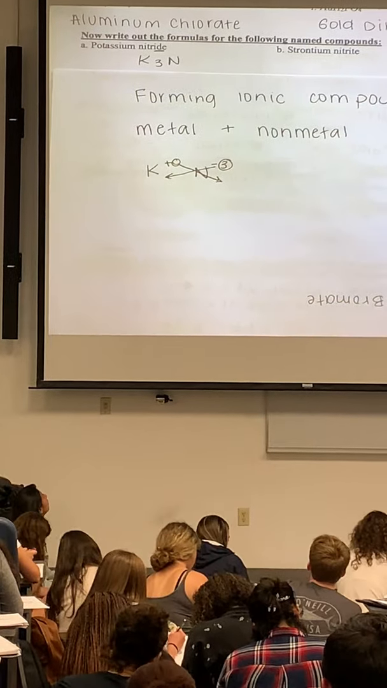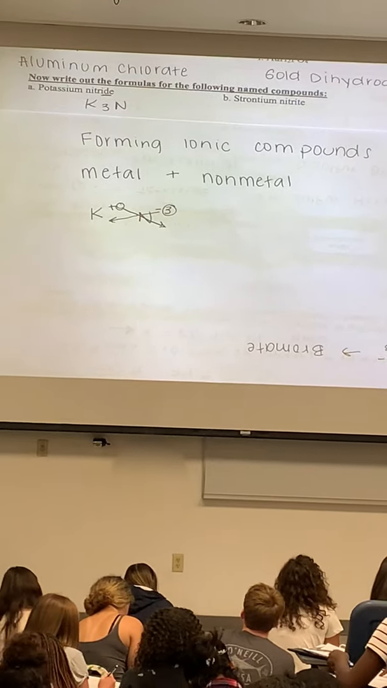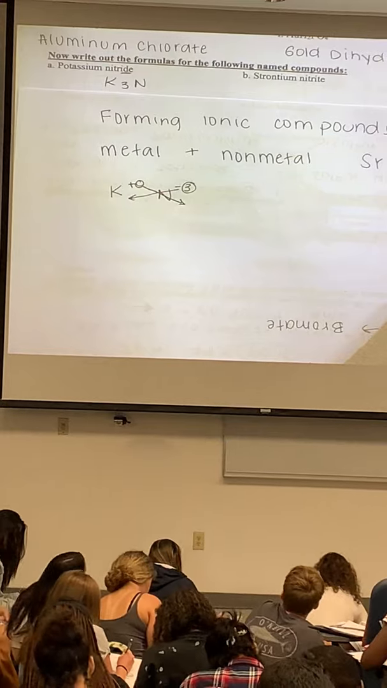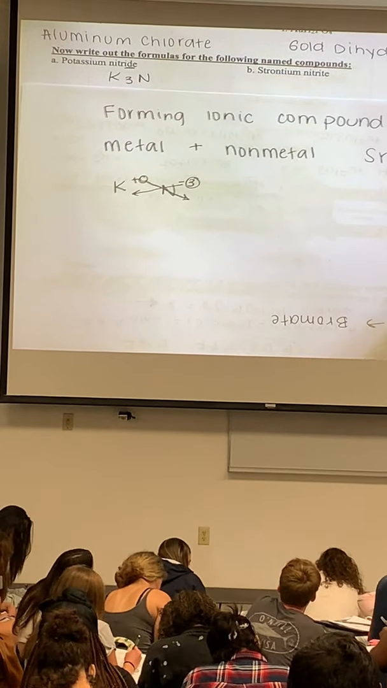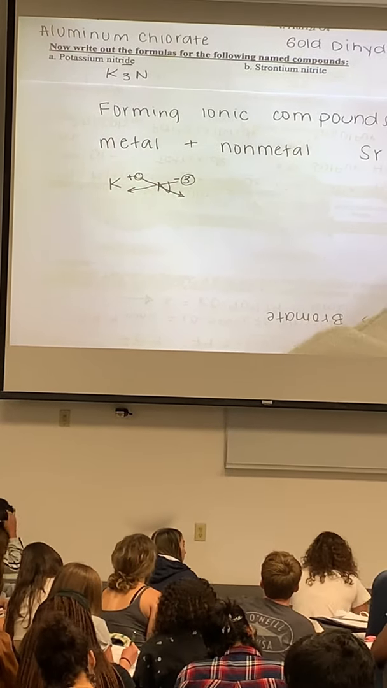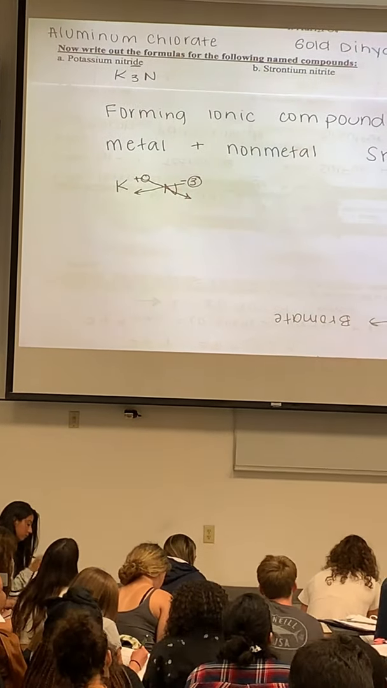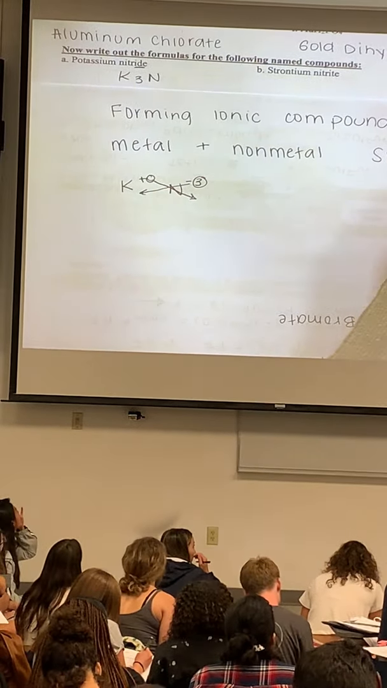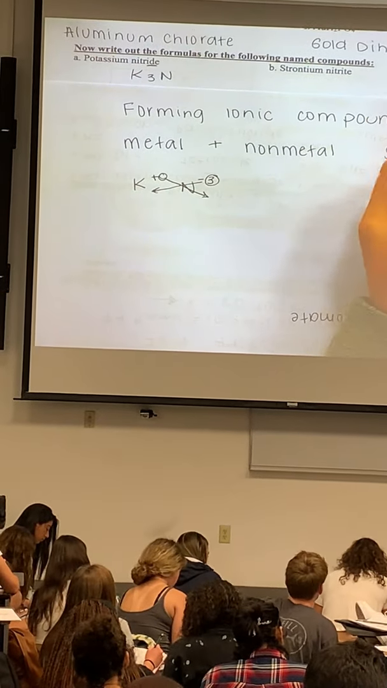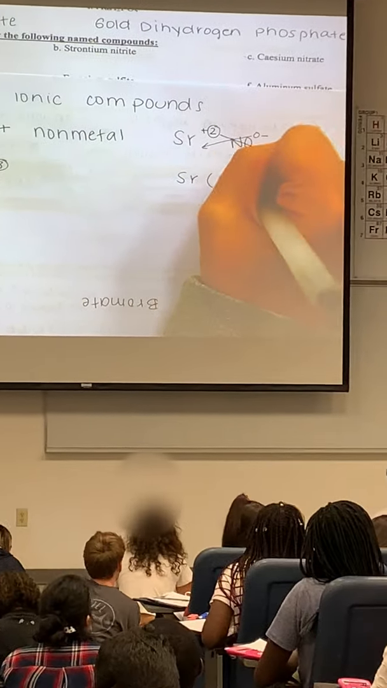Let's go to the second one. Strontium nitrite. What is strontium? Tell me the symbol and the charge. And then what is nitrite? NO2-. Now when we switch these charges, this 2 is going to be the subscript for the entirety of nitrite. And then this 1 will be the subscript for strontium. So it's going to be Sr. We have to put parentheses around our polyatomic ion, NO2, 2.